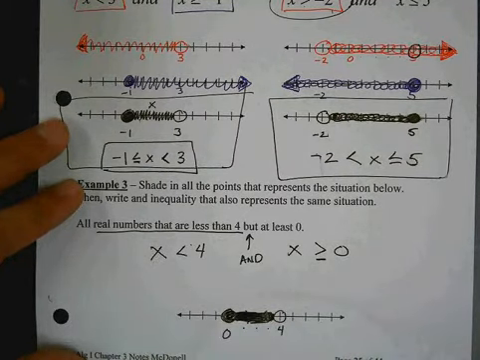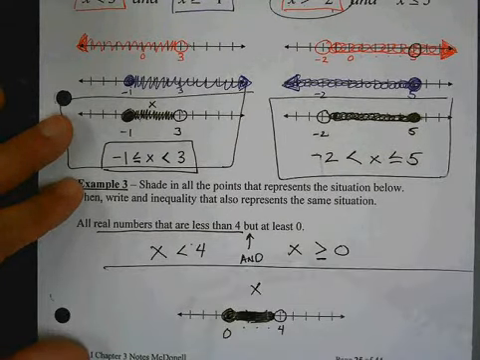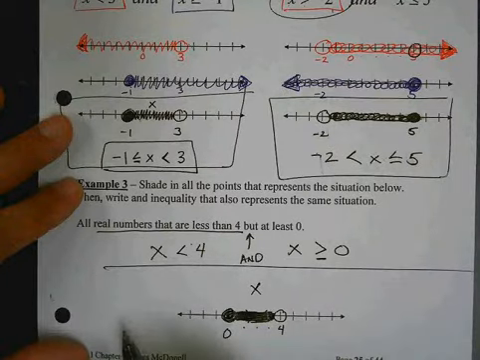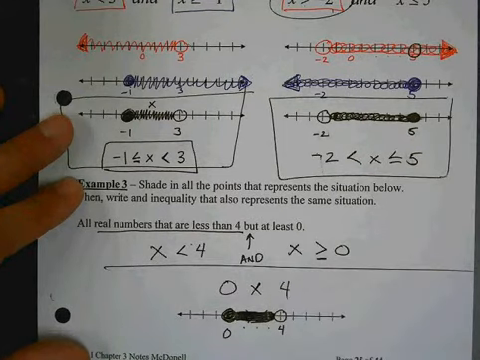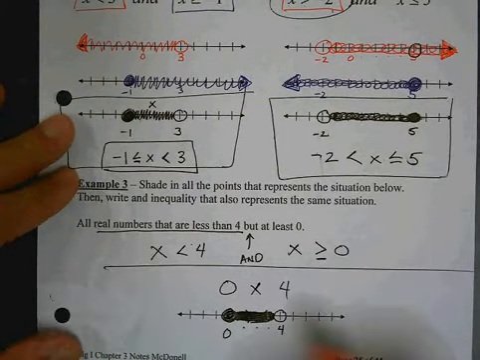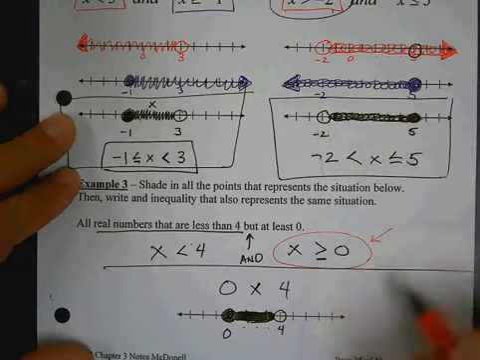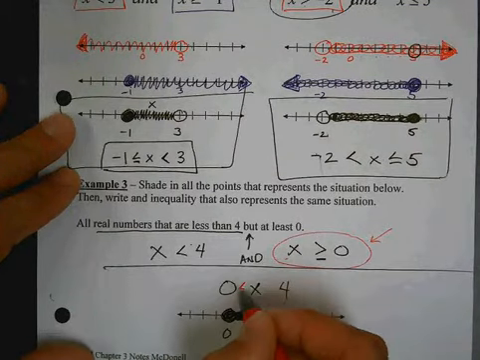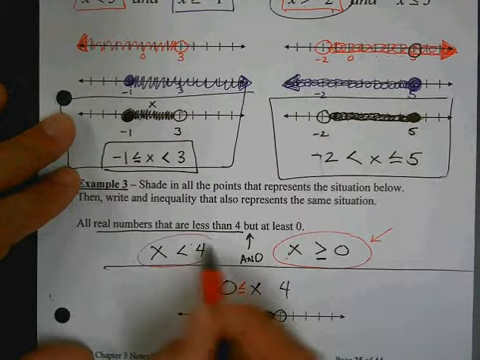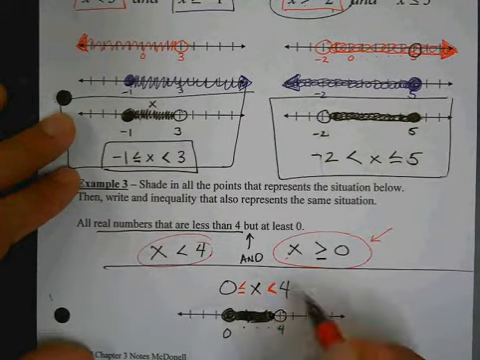Now, let's see if we can write this algebraically. X is in the middle. What's on the bottom? Follow the number line. 0. What's on the top? A 4. Now let's fill in the signs. How does 0 compare to x? Read this backwards up here, what I circle in red. Read that backwards. 0 is what to x? Less than or equal to. And how does x relate to 4? Is less than.